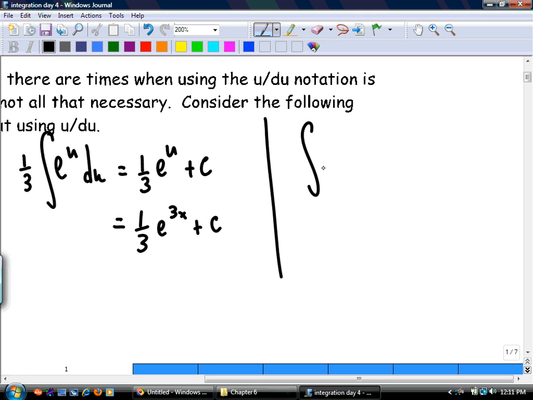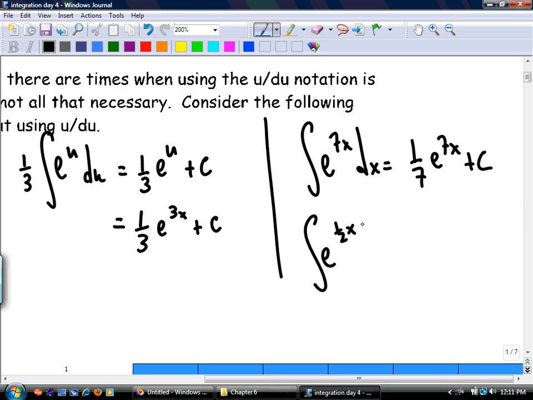So if I ask you to do the antiderivative of e to the 7x dx, its antiderivative is? The antiderivative of e to the 1/2 x dx. No, yeah. e is e. It is a constant, but it's a special constant, right? Gotta be very careful when we're taking the antiderivatives of these things.